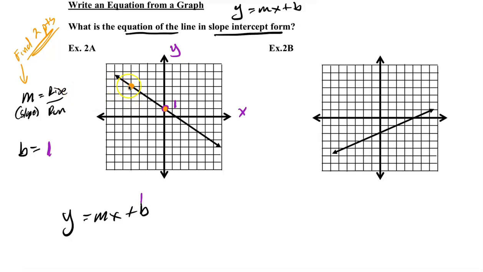When you read a graph, much like reading a book, you're gonna go from left to right. So I'm gonna start here, and I'm gonna get to this point. So the way I do it, I'm gonna fall 1, 2, 3, then I'm gonna run 1, 2, 3, 4. Right? So we went down 3 and over 4. So my slope would be -3 over 4. That's one way to do it.